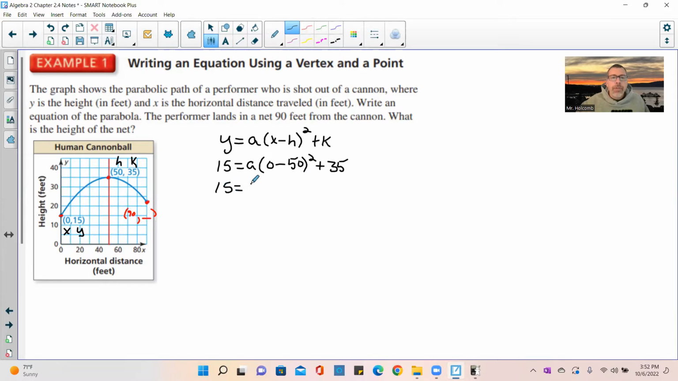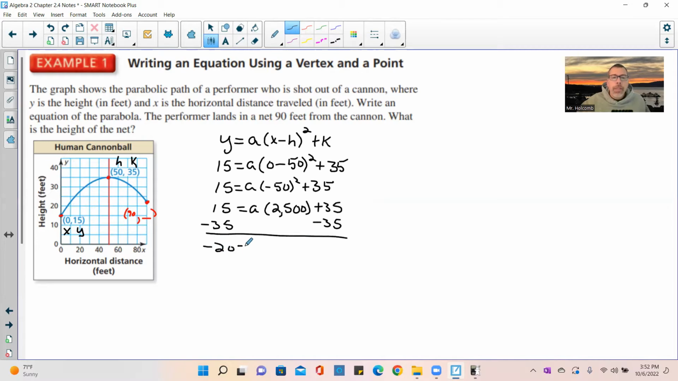Leave 15 alone for now. Leave a here. 0 minus 50 is negative 50 squared plus 35. 15 equals a times negative 50 squared, which is 2,500, and it becomes positive. A negative times a negative is positive, plus 35. Subtract 35 from both sides, and I get negative 20 equals a times 2,500. To get a by itself, we're going to divide both sides by that 2,500.